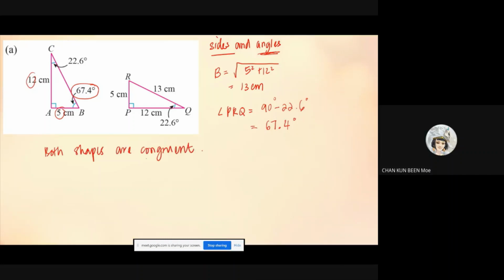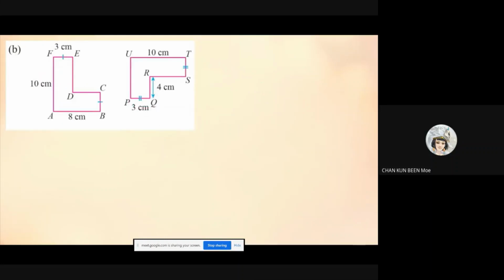Okay, now we move on to the next question. Same thing, for the next 3 questions later on, we are also going to determine whether all the corresponding sides and the angles are the same or not. When you find out they are the same, meaning that they are congruent. If one of it is not the same, meaning that they are not congruent. Okay, we look at the B.